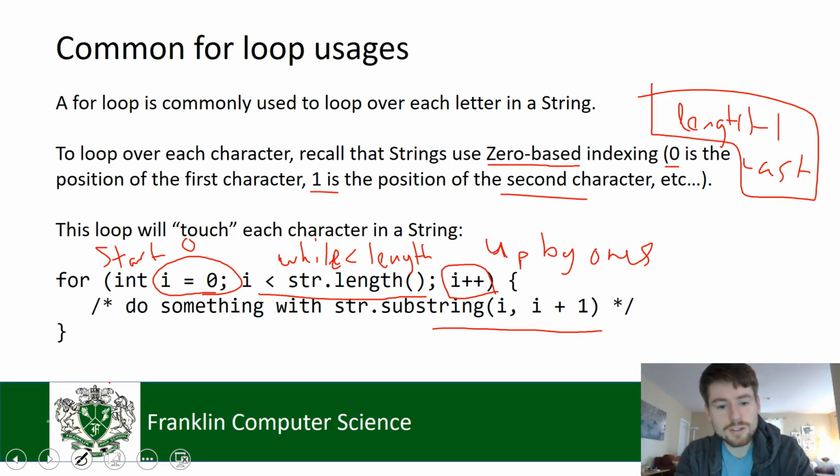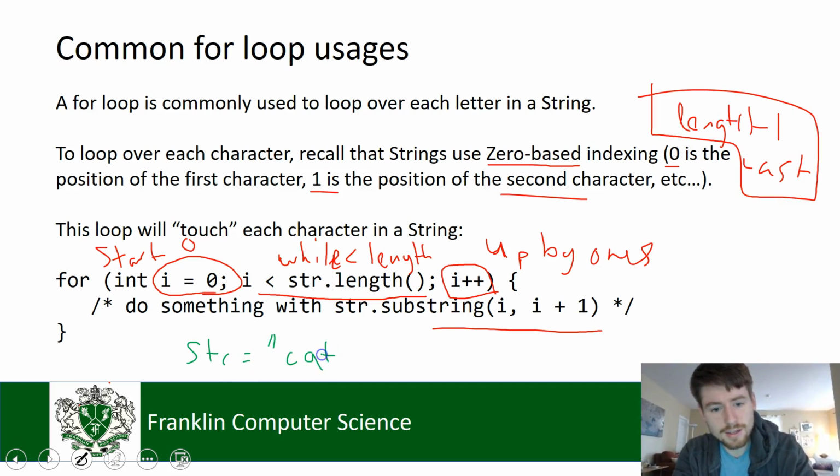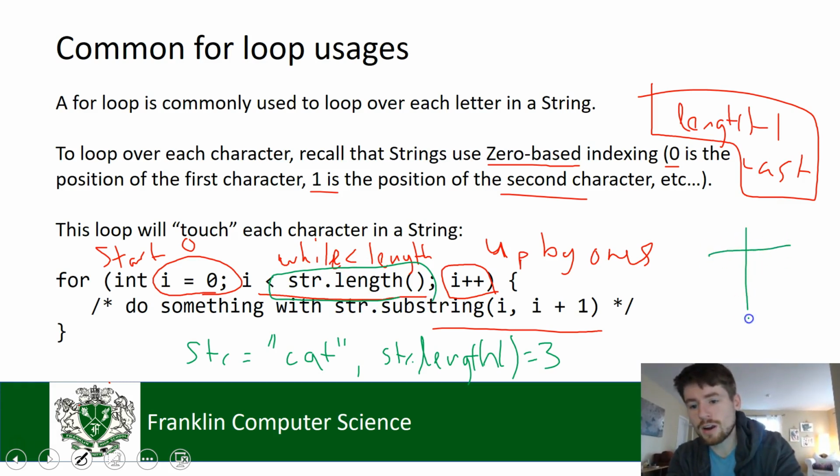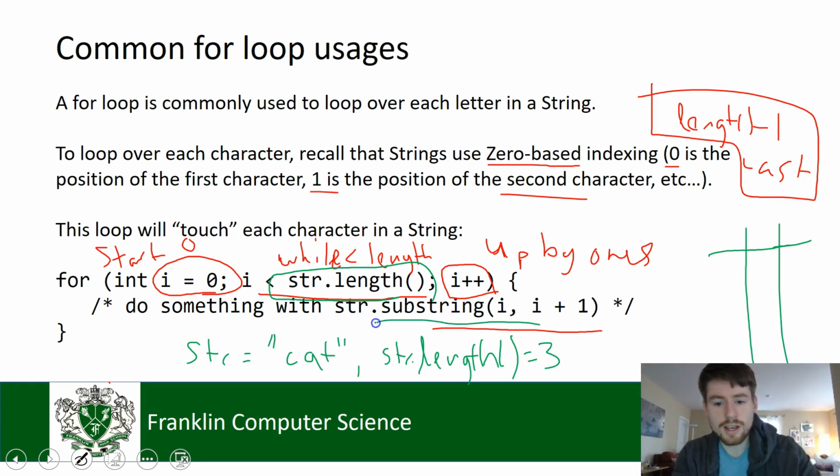So for example, if our string is equal to, let's do something small, let's just do cat, then we're going to make a list of what each of these things are. First and foremost, the length is always the same. So str.length is 3, and we can effectively replace this here with 3. So here's our i. I'm also going to denote the substring from i to i plus 1 over here.